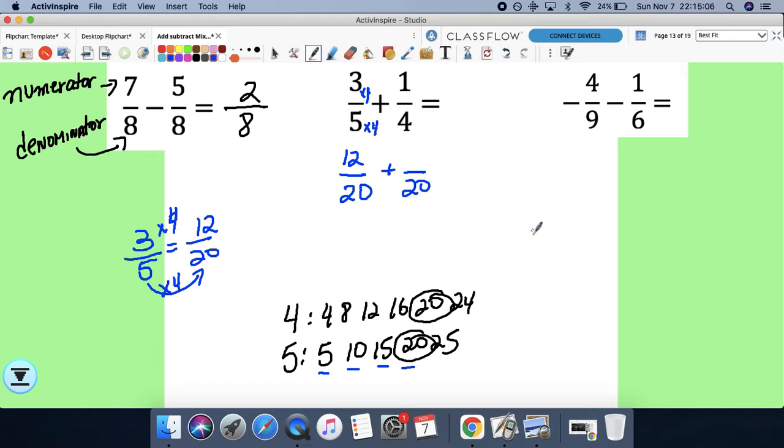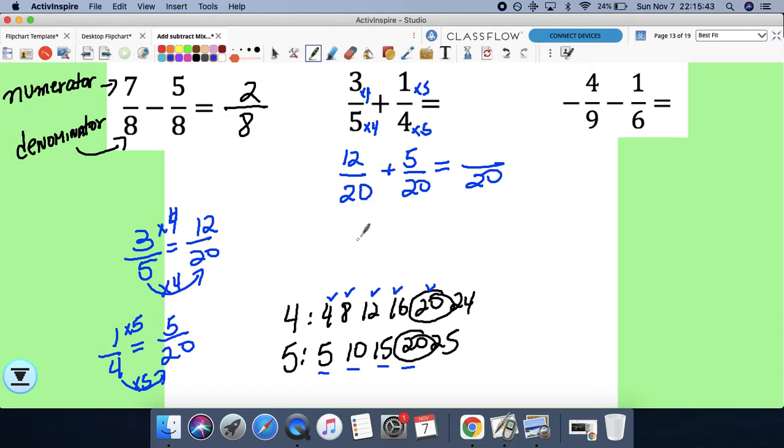Now, we're looking at the 1/4. I'm going to change that to a 20. So what's the equivalent fraction of 1/4 using 20 as a denominator? 4 times what is 20? It's times 5. So we check here: 1, 2, 3, 4, 5. So 4 times 5, and on top, we also multiply times 5, and we get 5 over 20. Now we can add our fractions. The denominator stays the same, and 12 plus 5 is 17.